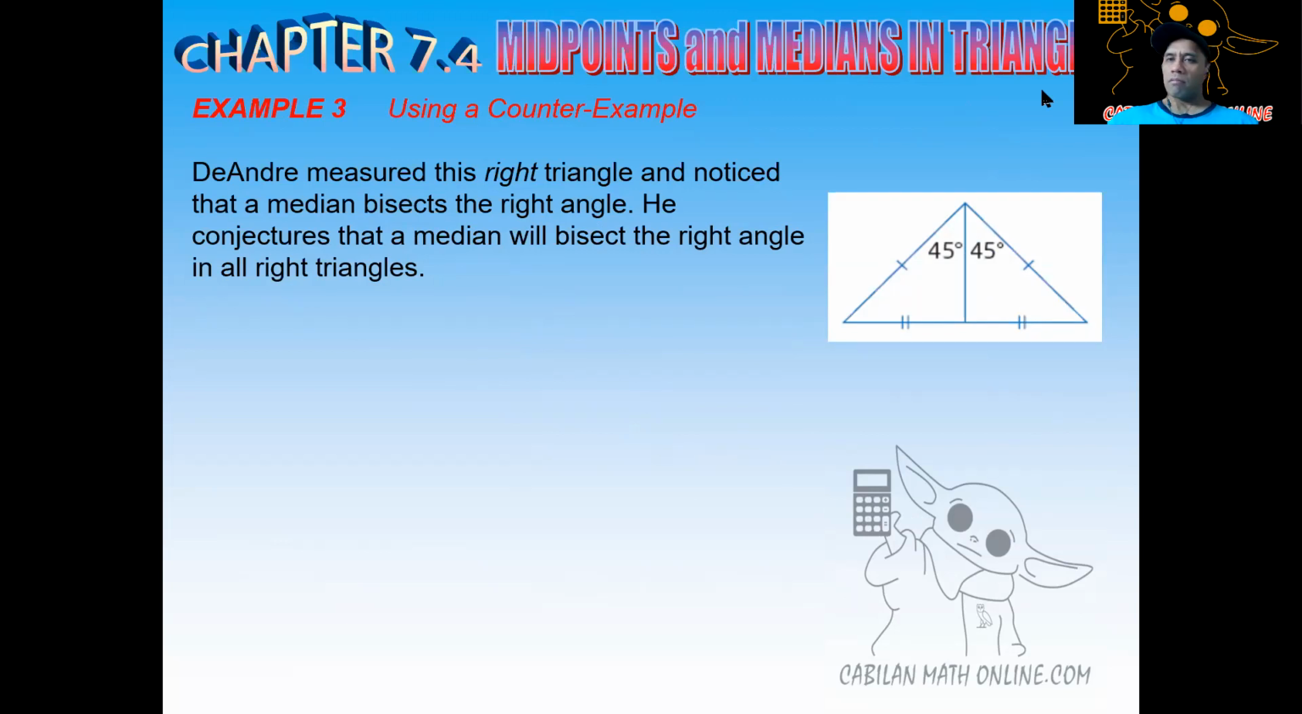All right. So DeAndre measured this right triangle and noticed that a median bisects the right angle. He conjectures, he guesses, that a median will bisect the right angle in all right triangles. I want you to pause the video here for a moment and draw a right triangle, meaning one of your corners must have a square in it. Make it very clear that all three sides are different lengths. Take a moment to do that.